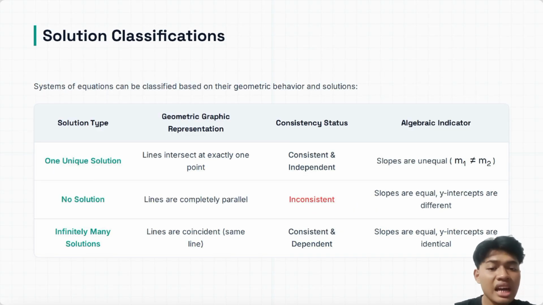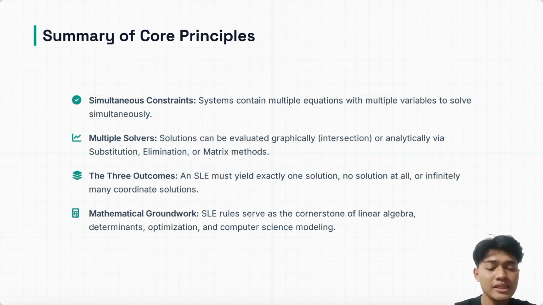Now, let's discuss how to determine the number of solutions. If the lines intersect once, the system has one unique solution. If the lines are parallel, the system has no solution. If the equations represent the same line, the system has infinitely many solutions. Therefore, every system of linear equations belongs to one of these three categories.